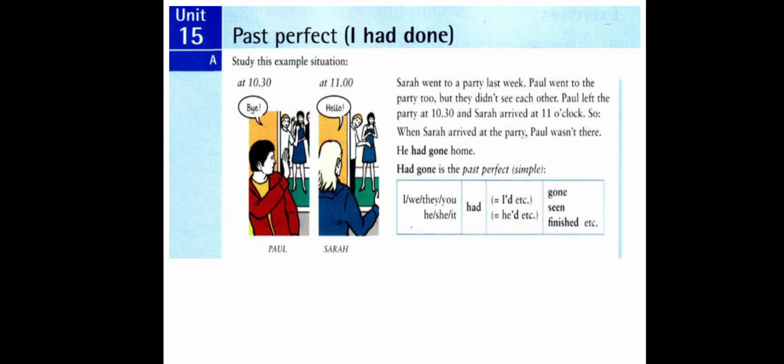Study this example situation. At 10:30, Paul left, and at 11, Sarah arrived at the party. There is a gap of 30 minutes, or half an hour, between the two actions. Let's see what goes on.